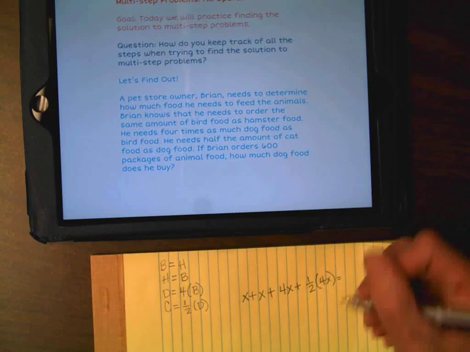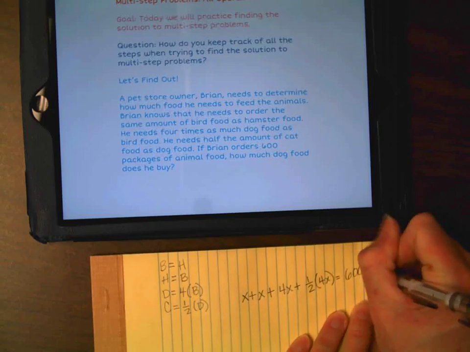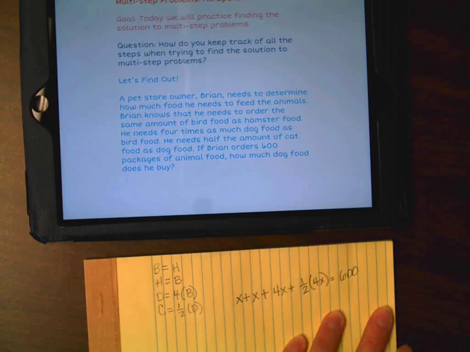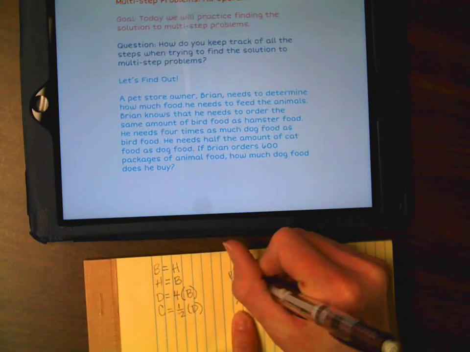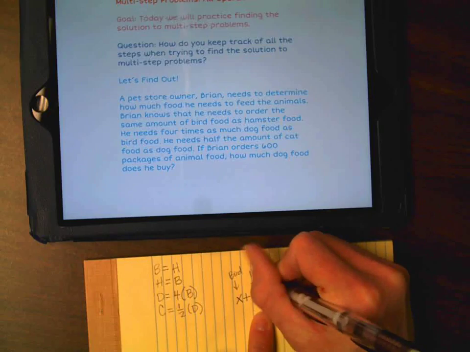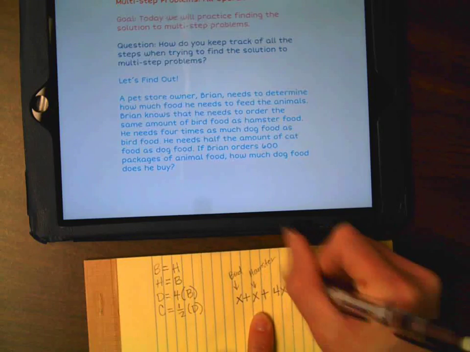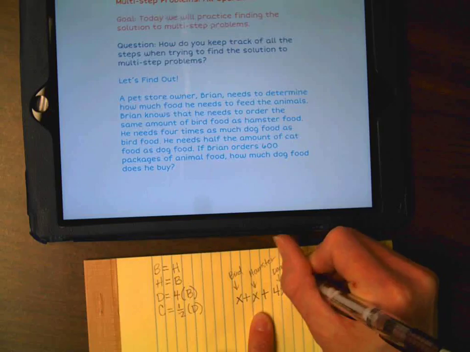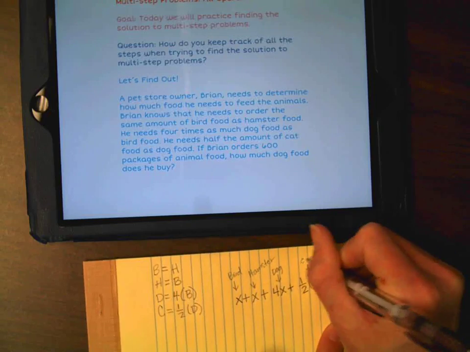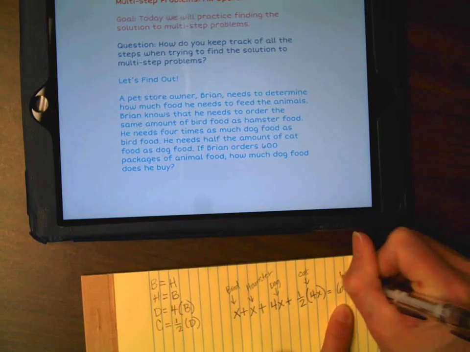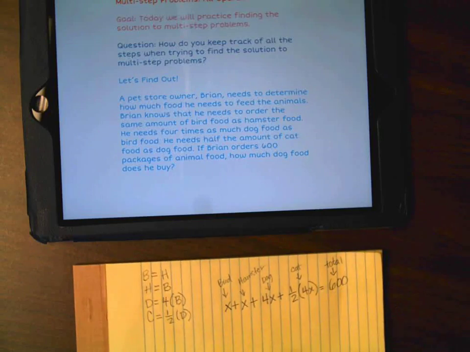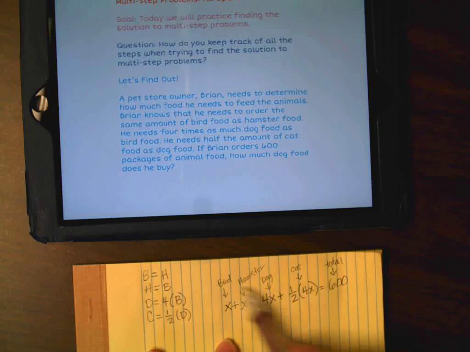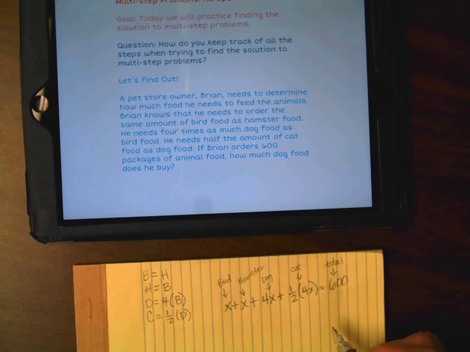Okay, he orders 600 packages of food. So we know our total now is going to be 600. I hope everybody's following me. So this right here is the bird, right? This right here is the hamster. This right here is the dog. And this right here is the cat. And this right here is our total food. So does everybody see how we were able to write an entire equation identifying the different parts that we need, so the multi-steps that we need?